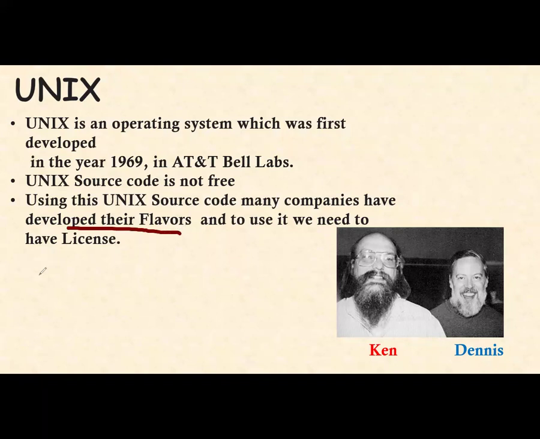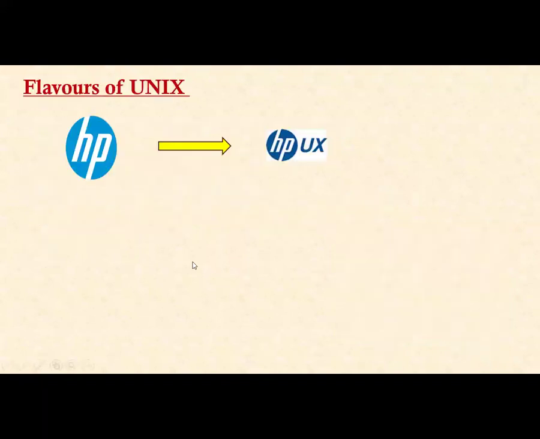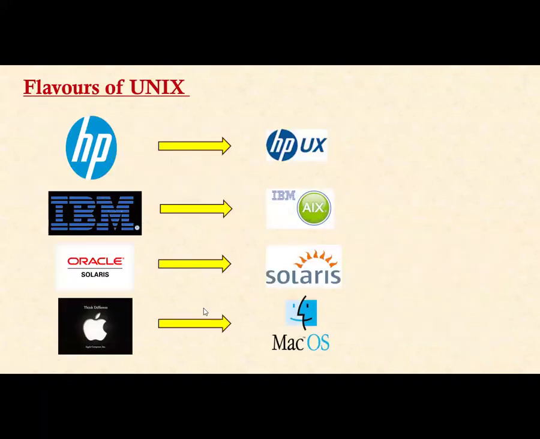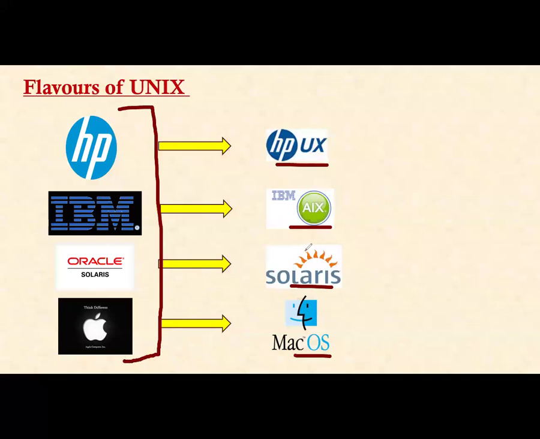Companies were paying money for this source code because companies wanted to develop their own flavors. For example, if you look at these companies: HP, HPUX; IBM, IBM AIX; Oracle, it was actually Sun Solaris; Apple, macOS. These are some of the very big companies. You know what these companies did? They said, okay, the source code is available, so we want to pay money and use the source code. This is a commercial era. This was a time when everything was paid. Everything we had to pay for and use.